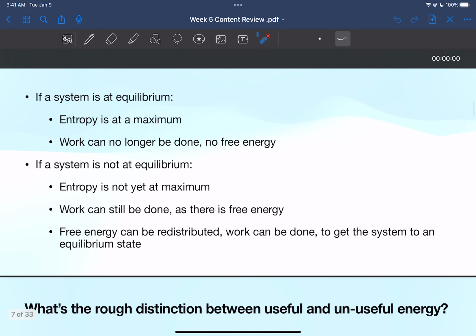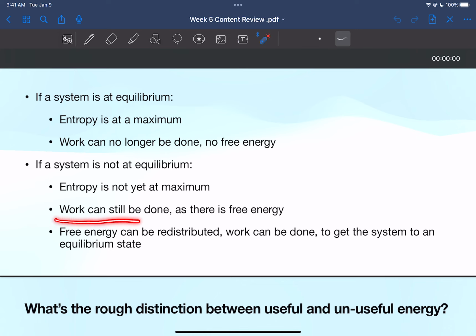But if a system is not at equilibrium, and that doesn't mean that it's less than the equilibrium state, for example, like if we were looking at reaction quotient expressions versus equilibrium expressions, remember those from chem, it doesn't mean that it has less or more. It just means that in general, if you're not at equilibrium, then your entropy is not yet at a maximum.